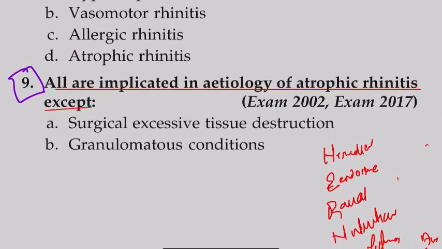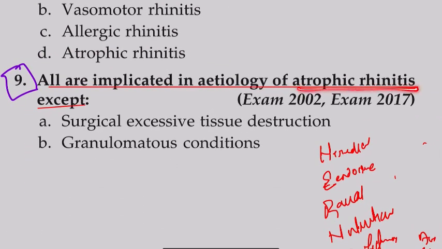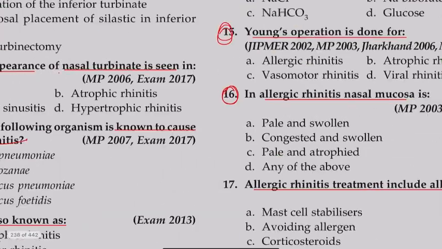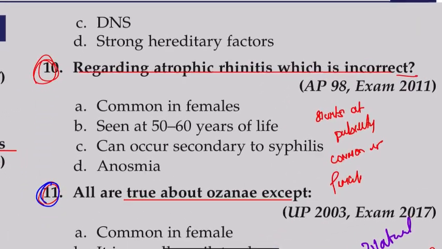All are implicated in the etiology of atrophic rhinitis except: surgical excessive tissue destruction, yes. Granulomatous condition, yes, it is also right. And then DNS, no, it is not right. And strong hereditary factor, that's right. Deviated nasal septum is not the etiology of atrophic rhinitis.